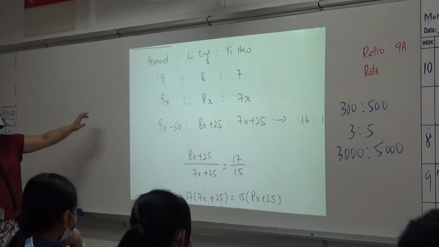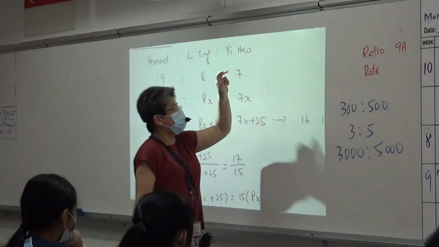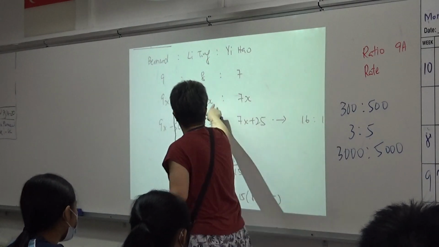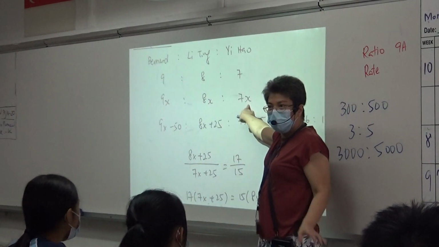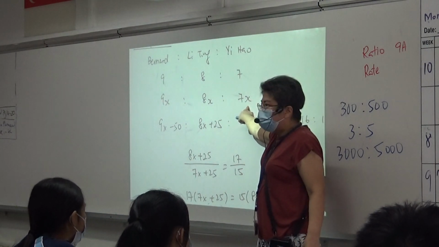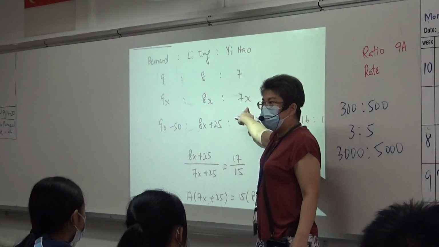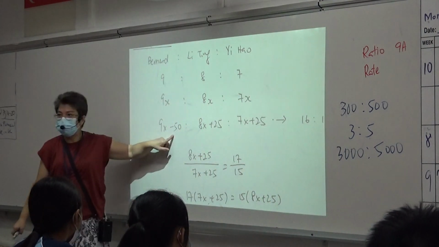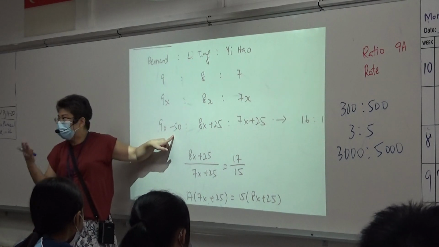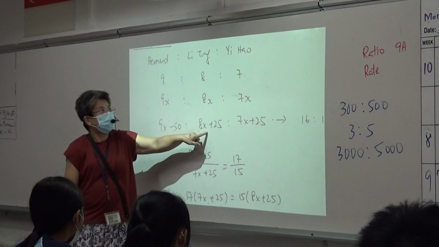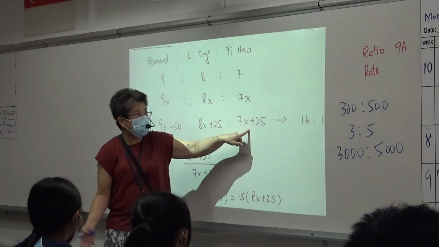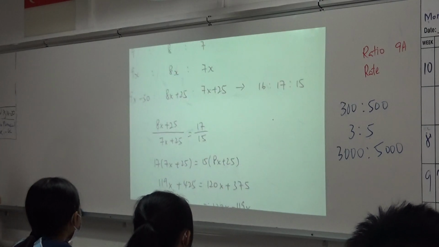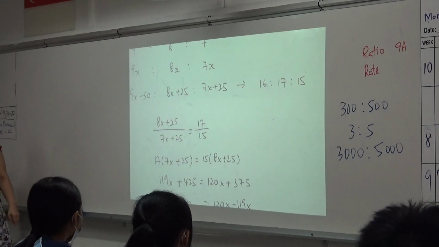At first, Bernard is to Li Ting is to Yi Hao is this amount, right? Now, do you agree I have to multiply by a common number to get the actual amount? Must it be n always? It can be x. Can it be a? Yes. Then, that's what I told you. Bernard, you minus 50, right? Bernard, you minus 50. Li Ting, you plus 25. And Yi Hao, you plus 25. And the ratio will become 16 is to 17 is to 15.